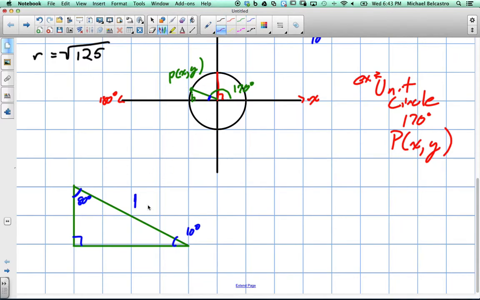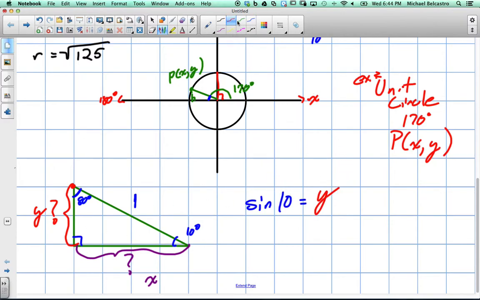So the goal here is to figure out what this and what this are, because they are going to give us our coordinate. This one will give us the x value of the coordinate, and this one will give us the y value. Okay, so we've got to use our primary trig ratios, SOHCAHTOA. Because I know this is 10 degrees, if I want to find the opposite, which is y, that's going to be sine. Sine 10 is equal to opposite, which is our y, over the hypotenuse, which is 1.